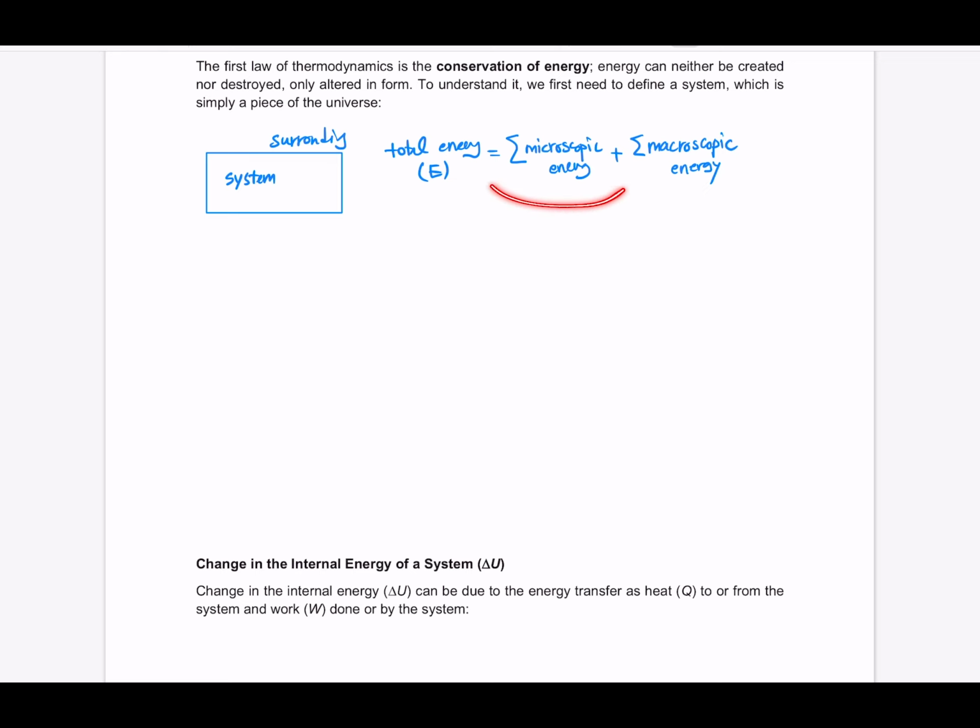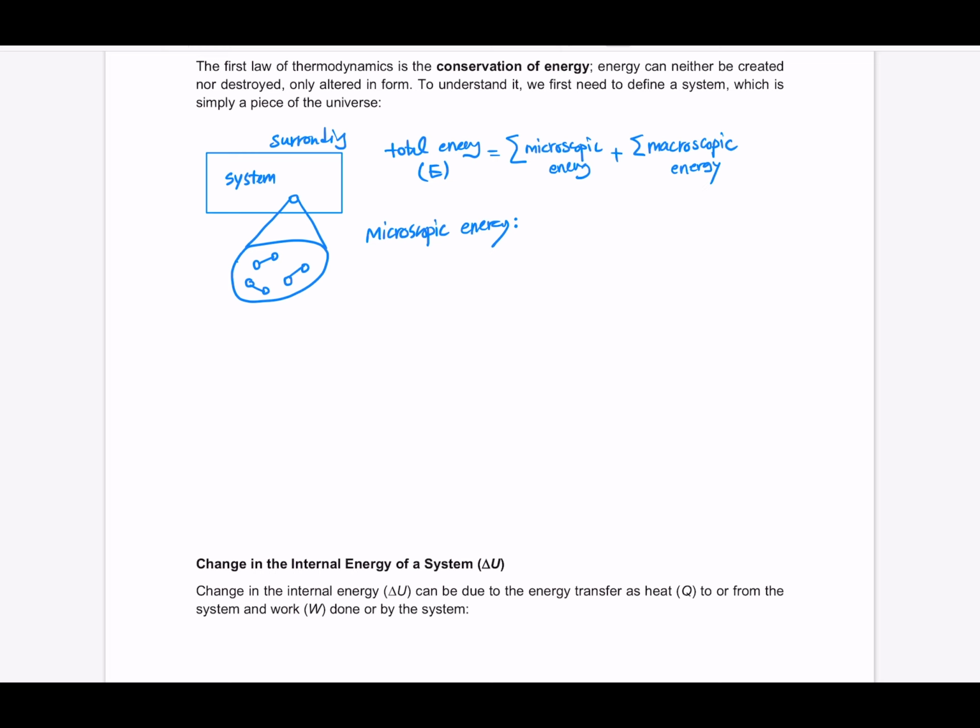So then, zooming in on the microscopic energy, we have to zoom in to the system. Every system has some entities inside. Let's say these are the simple mechanisms or the simple molecules that are inside the system. So to define the microscopic energy, these are energy associated with the molecules at microscale.